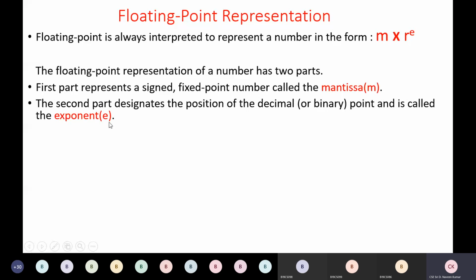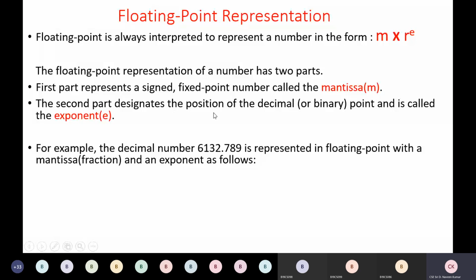Okay. So this exponent decides where the position of the decimal point is to be. So based on the exponent, the decimal point can change. We'll see an example also. This is an example of the decimal number 6132.789 represented in floating point, with a mantissa and exponent. If you want to represent in this format m into r to the power of e, you can represent it in this way, 0.6132789 into 10 to the power of 4. So this is the same as this one.